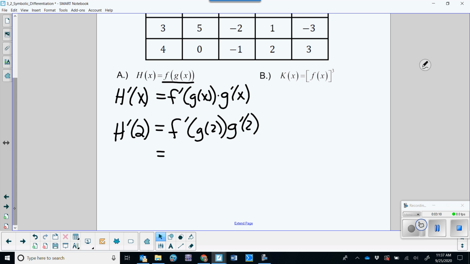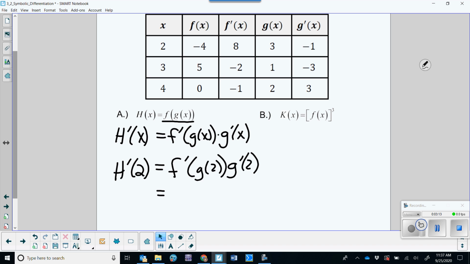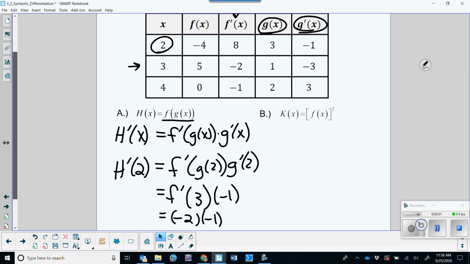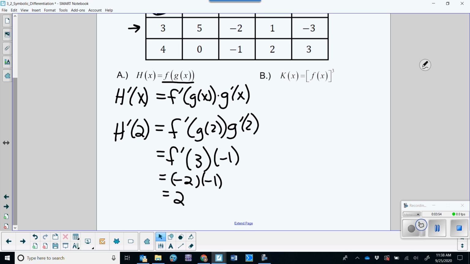So f prime of g of 2, we'll have to look at the table. So I need to do f prime of g of 2. So I'm looking at g of x, and x equals 2. So I get 3 for that, times g prime at 2. So now I need to look in this column. G prime at 2 would be -1. Now I'm doing f prime of 3. So now I need to look at 3 and look at f prime. Okay, so then that's going to give me -2 times -1, so I get an answer of 2. So that's the answer for h prime of 2.